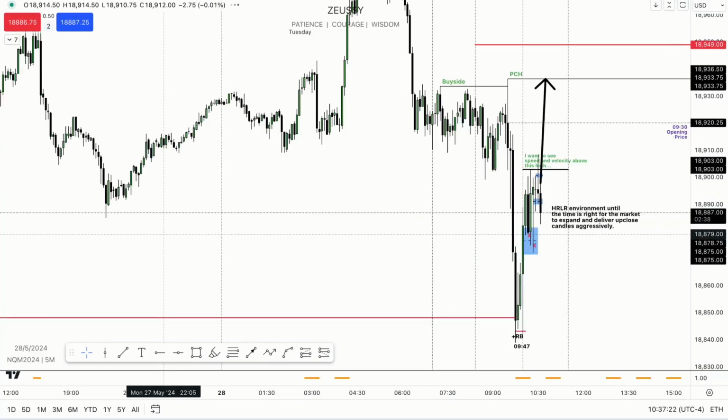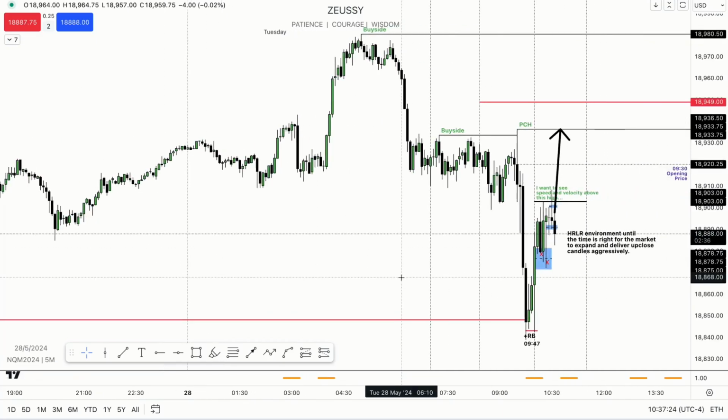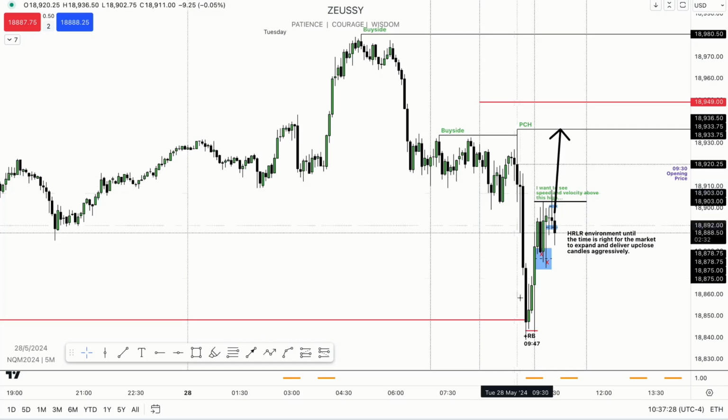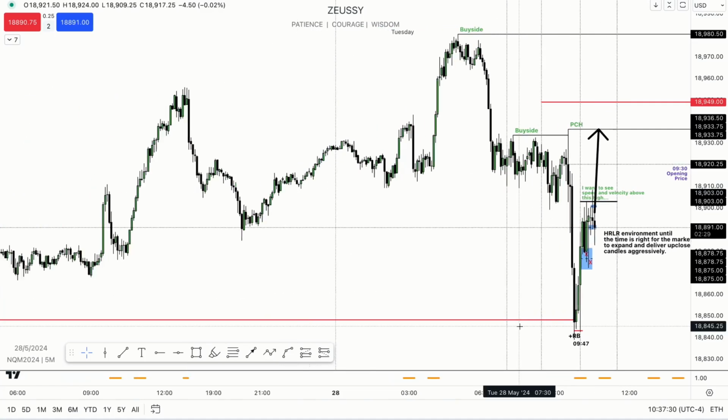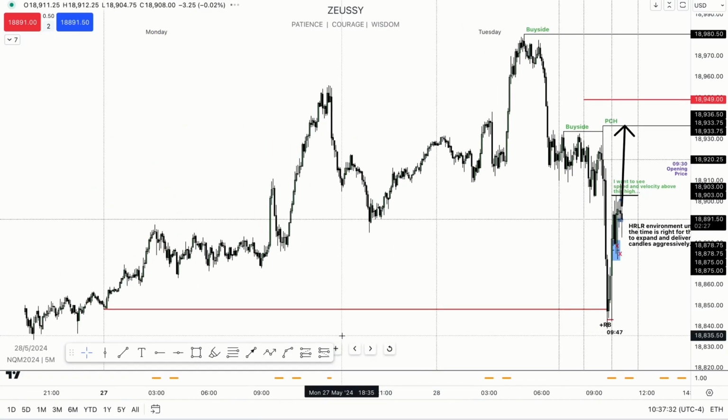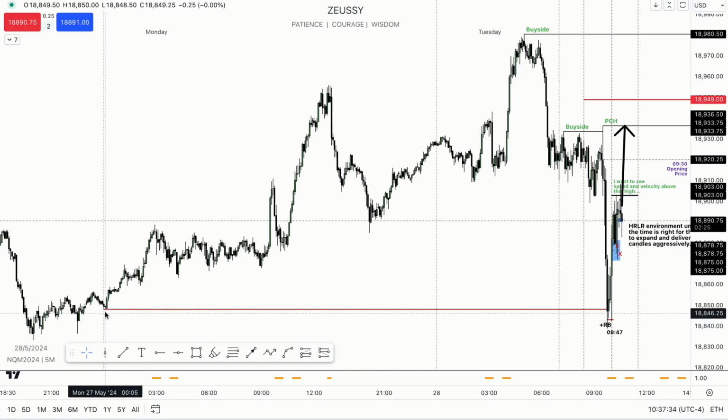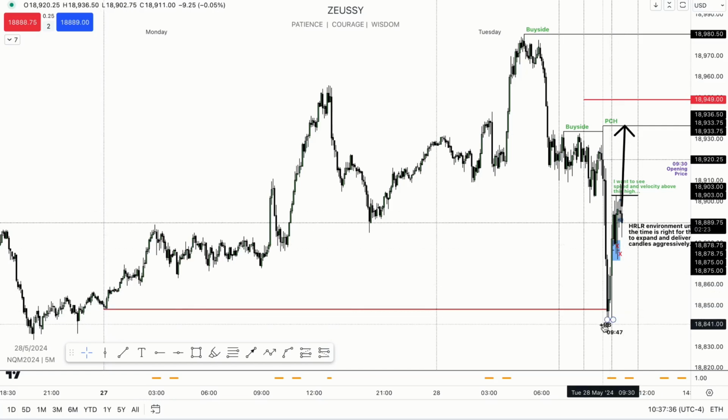And what makes this environment even more questionable is that from the opening right here, 9:30 opening, we dropped aggressively lower. Yes, trading into this red level. This red level was Monday's low right here. We took that out, yes, and we then saw this delivery higher.